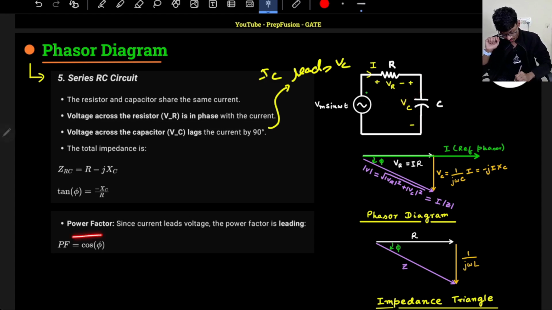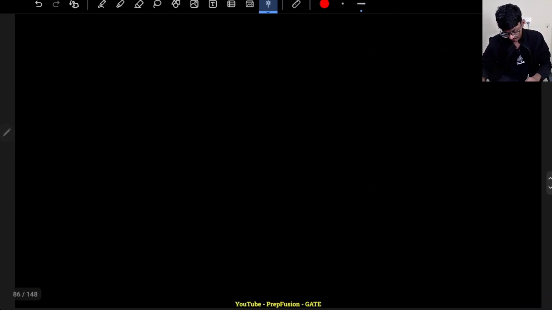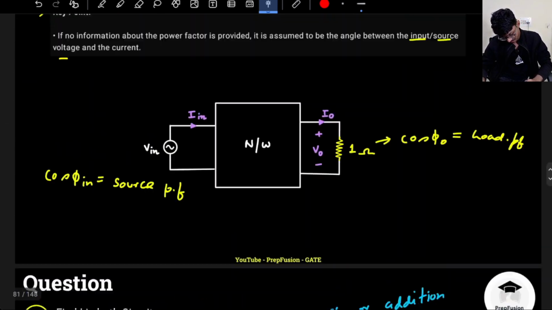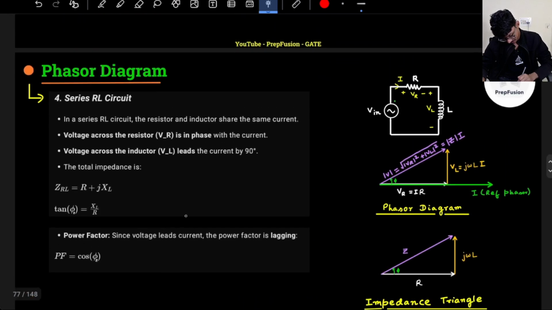Okay, so power factor, generally, since the current leads the voltage, the power factor will be leading. Now I forgot to mention, whenever you write the power factor, that is fine. The power factor is written here, right? I have defined the power factor somewhere here. Yes, here.